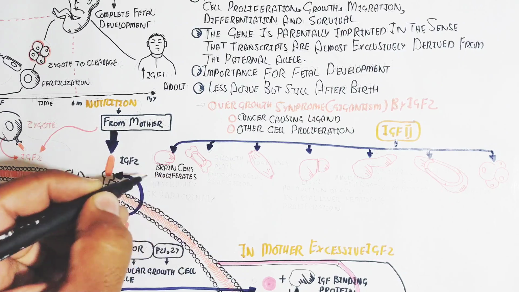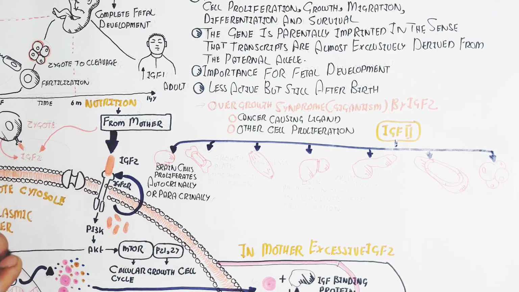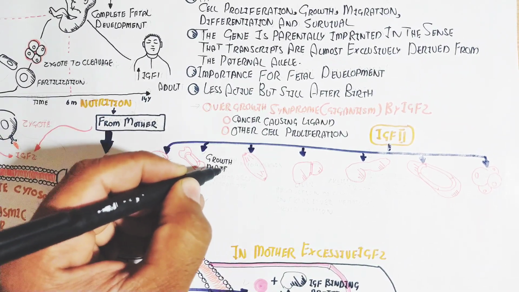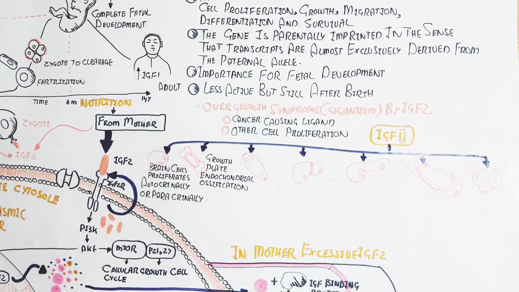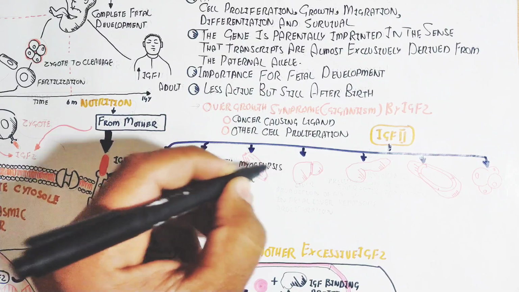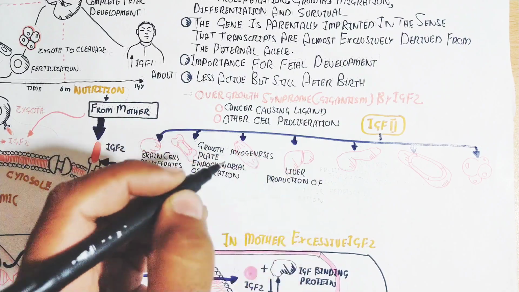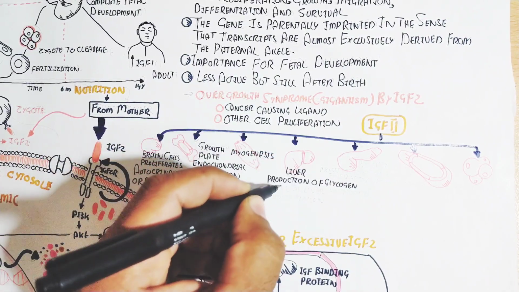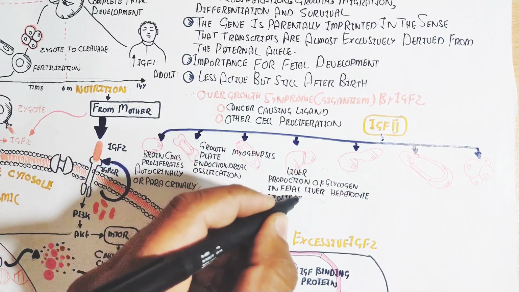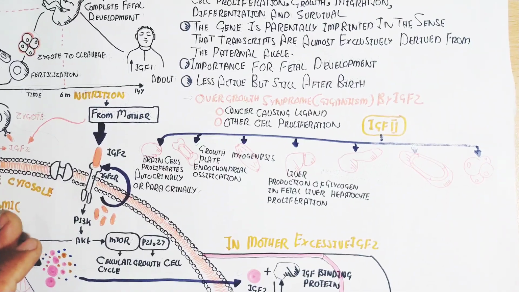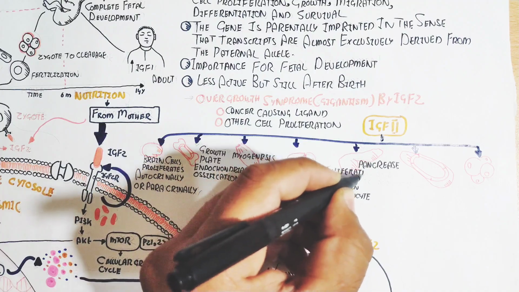In the brain, brain cells proliferate, and autocrinally or paracrinally, IGF2 will bind. In the growth plate of the bone, endochondral ossification will occur, myogenesis will occur in the muscle, and in the liver, glycogen is produced in the fetal liver and hepatocyte proliferation also occurs. In the pancreas, beta cells proliferate for further insulin production for the fetus, for the management of glucose metabolism.